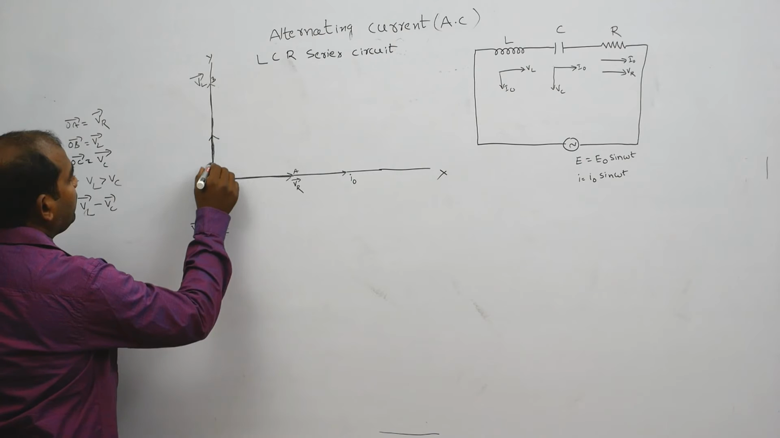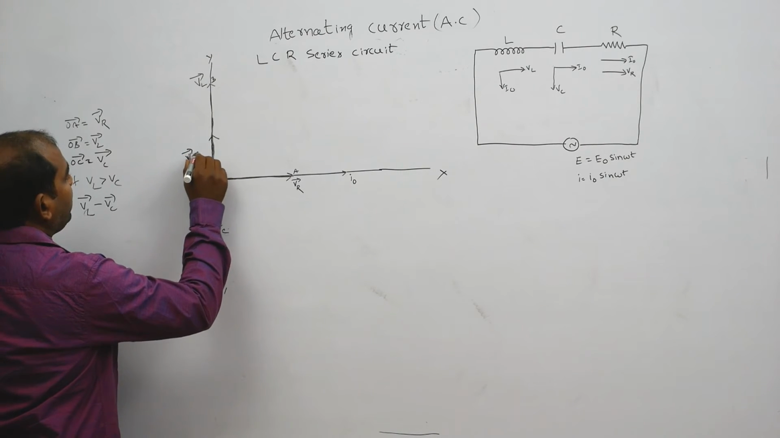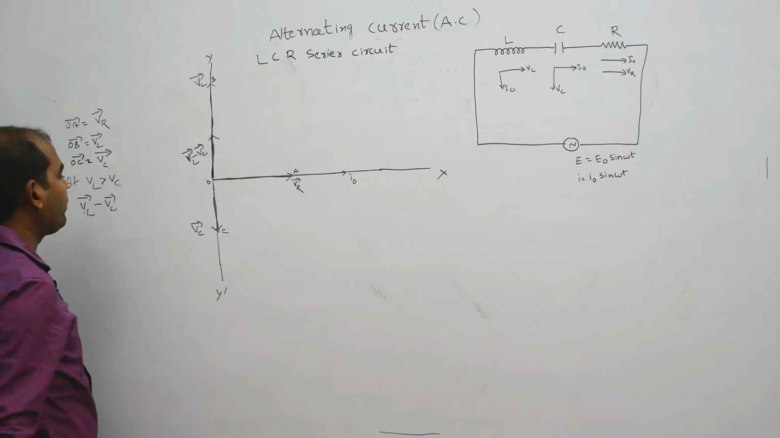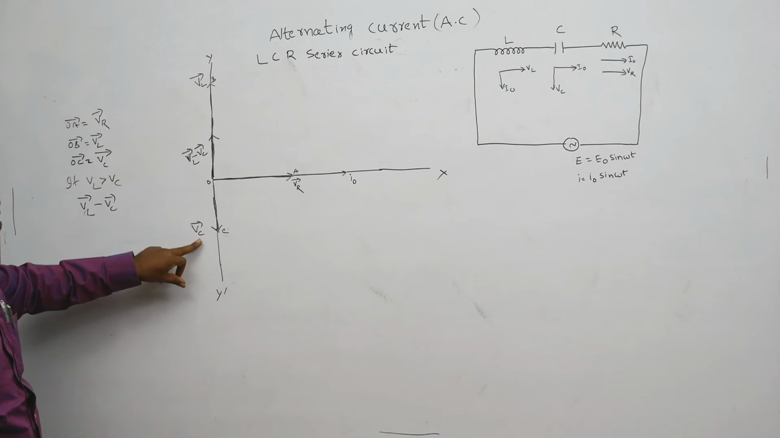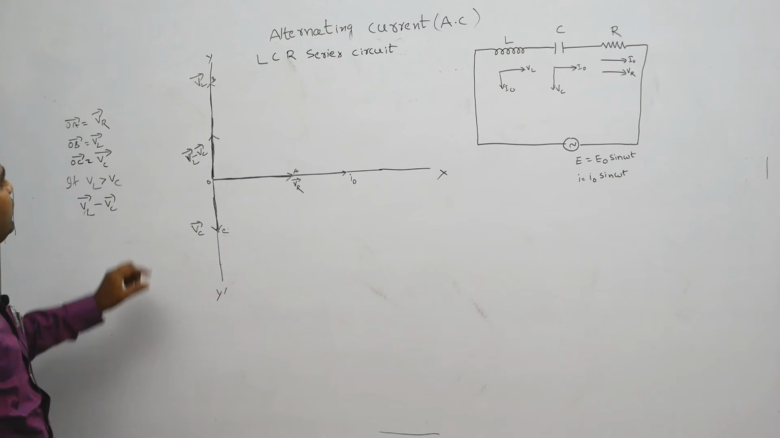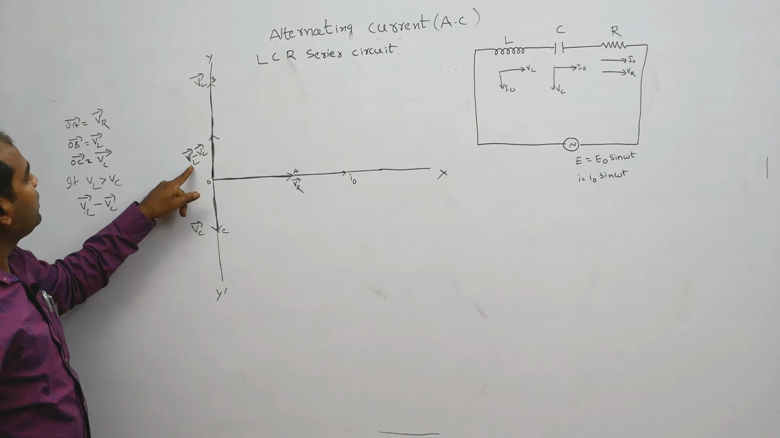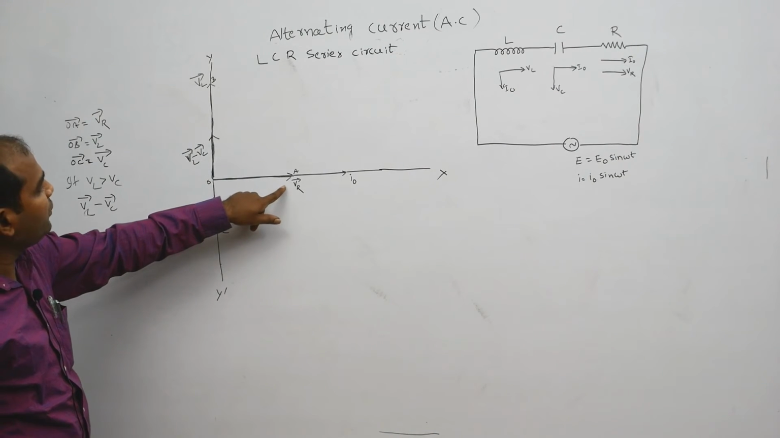So this will be VL bar minus VC. Why? Because VL is greater than VC. So the resultant of VL and VC would be in the direction of VL bar only. We already know that. So this is the direction of VL bar minus VC. Now this is the VR bar direction.